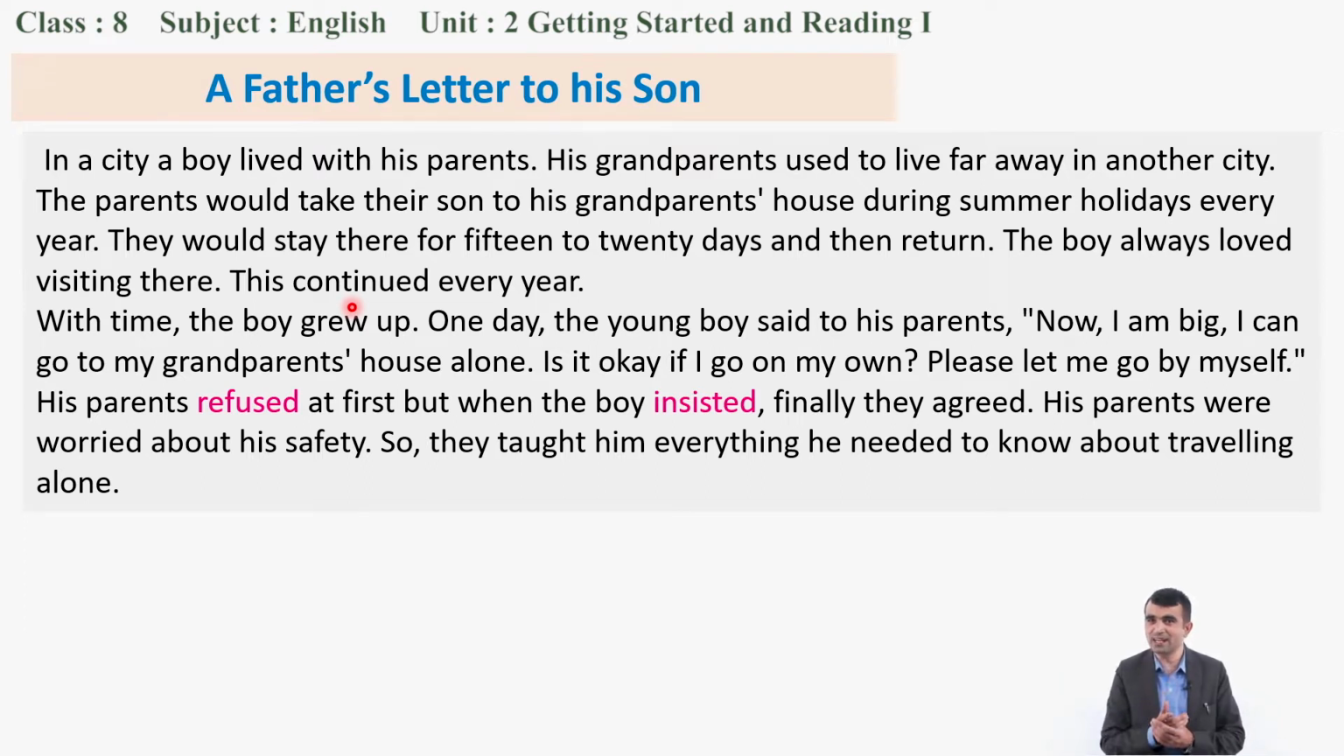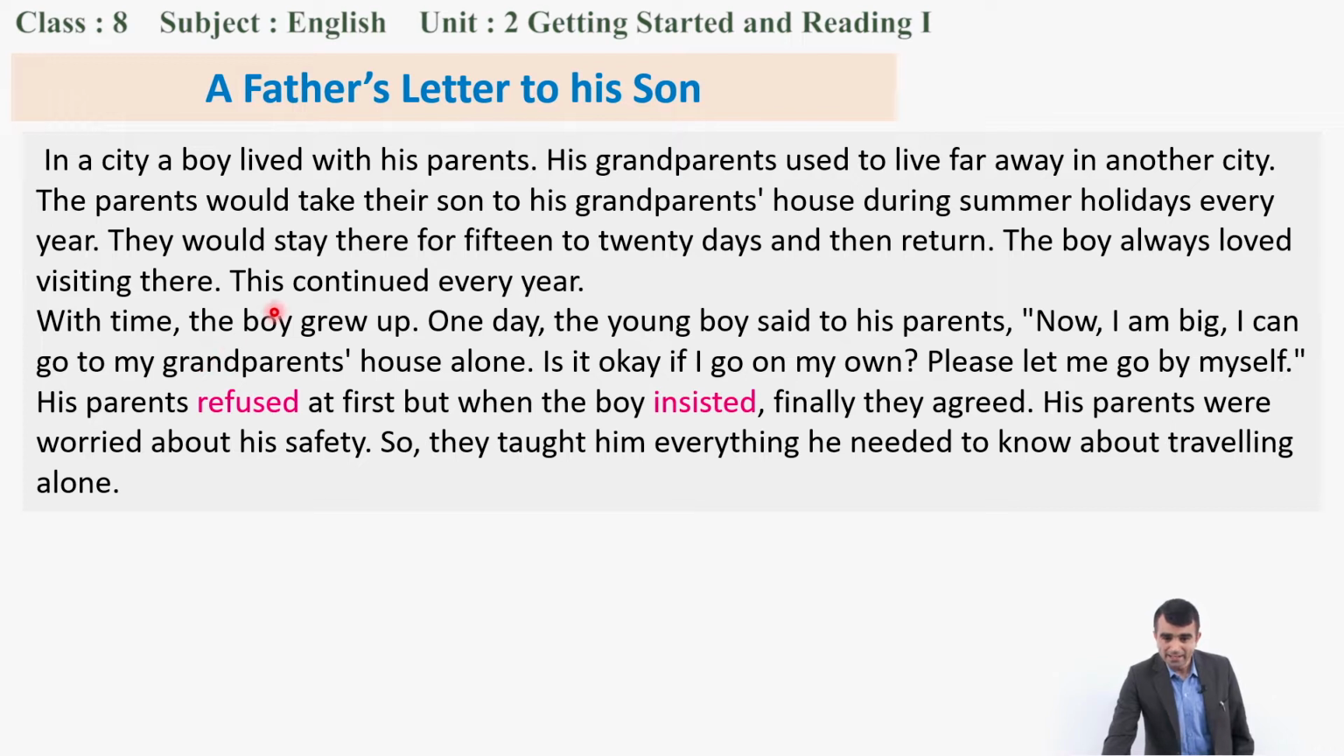Okay, the boy's grandparents' house. Well, where did the grandparents live? Close to their house? No, far away. Very good. In another city, far away, isn't it? Okay, so now, did the boy love to visit his grandparents? Yes, he loved to visit.